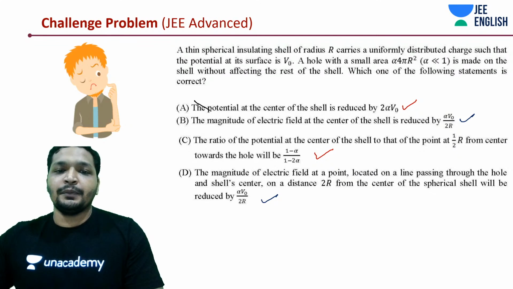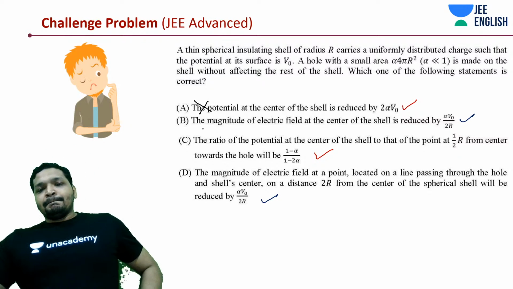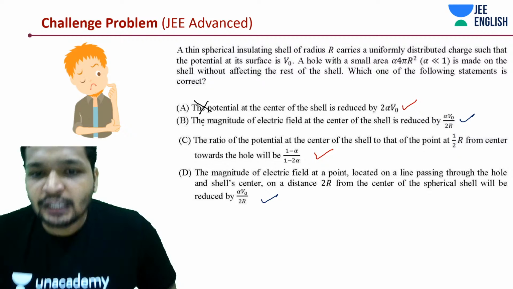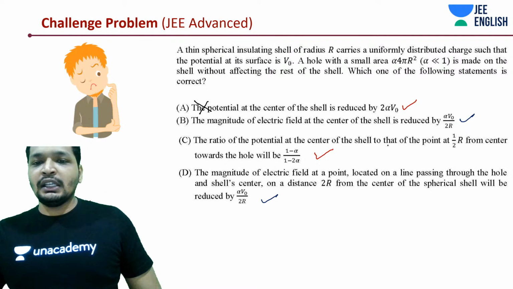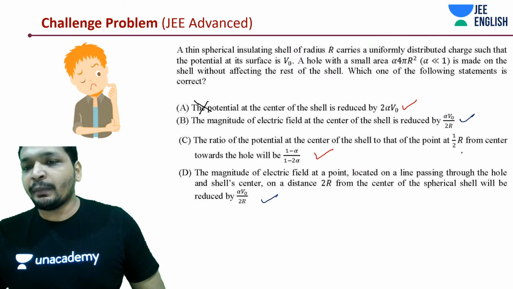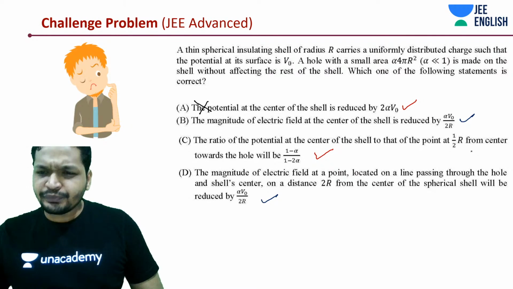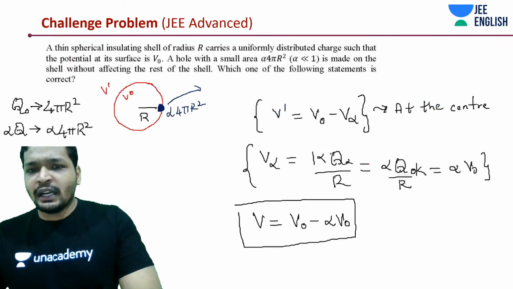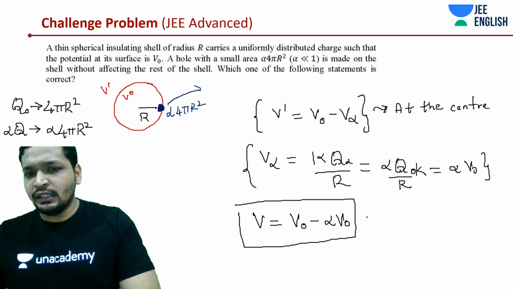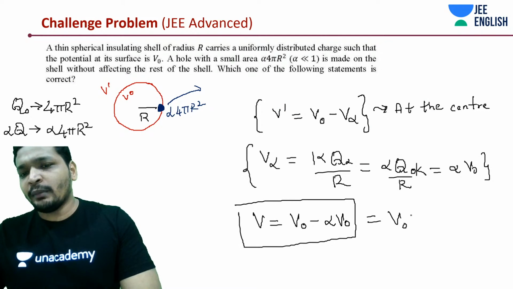So A is wrong. Since we already did all this for potential, we are going to go for C. And C is talking about at point R by 2, so there are two things that are being asked. One is at the center, which we just derived. This is going to be V naught into 1 minus alpha.